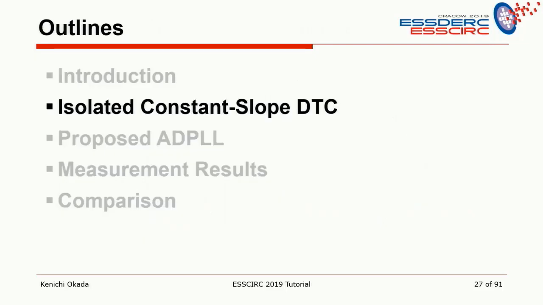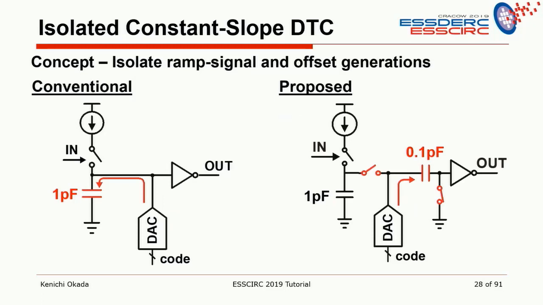Okay, so I will talk about a new architecture called the isolated constant slope DTC. This is the conventional architecture. This is the new one. One difference is that a series resistance is put here and two different switches are inserted here and here. In the conventional case, the constant slope generation always starts from 0 volt to VDD. On the other hand, in this case, the starting point differs depending on the precharged value. So the constant slope generation part can keep the same operation and the same voltage condition. And the precharging voltage is stored here.